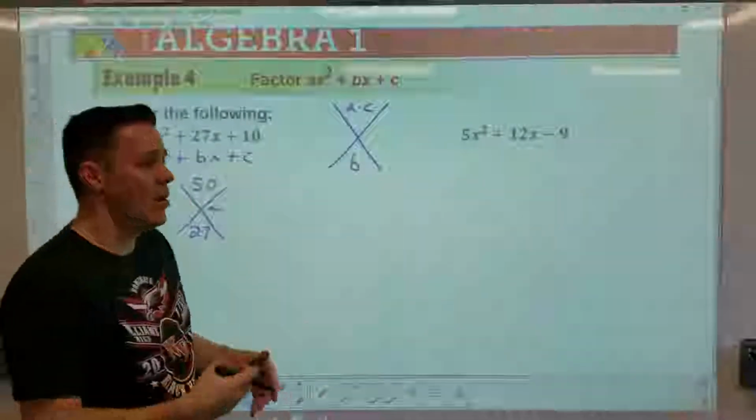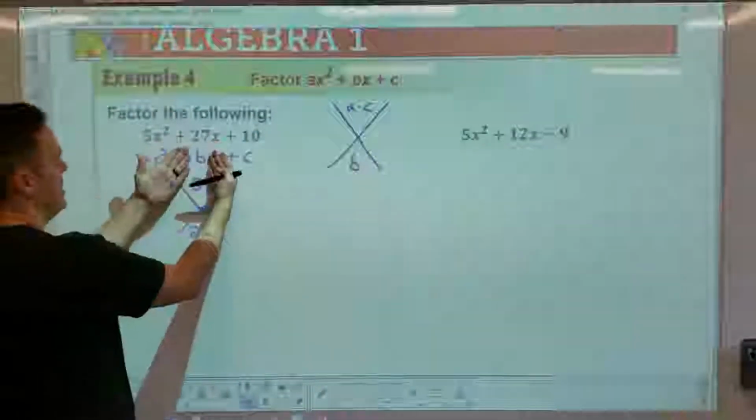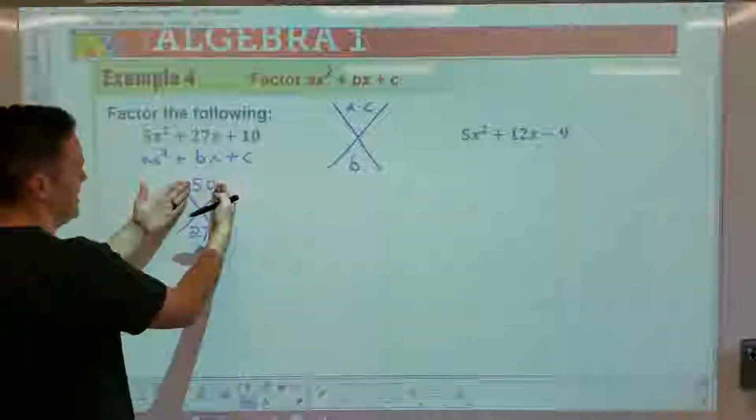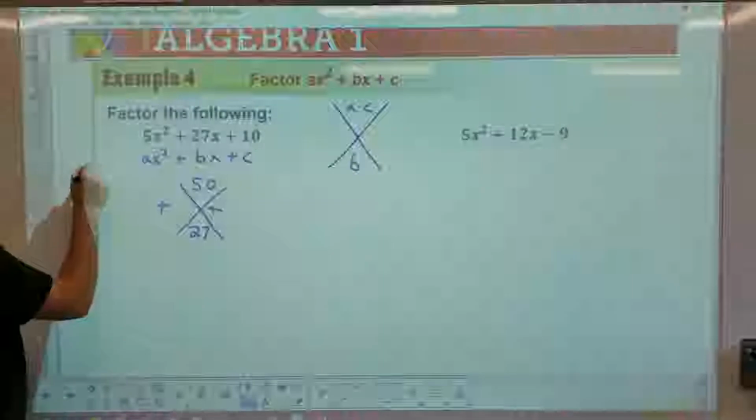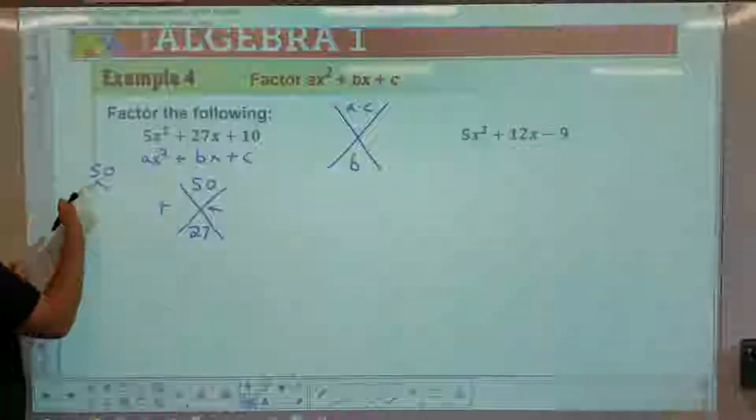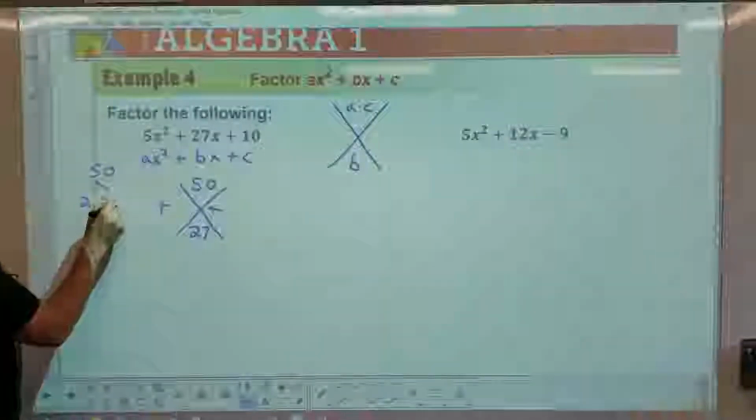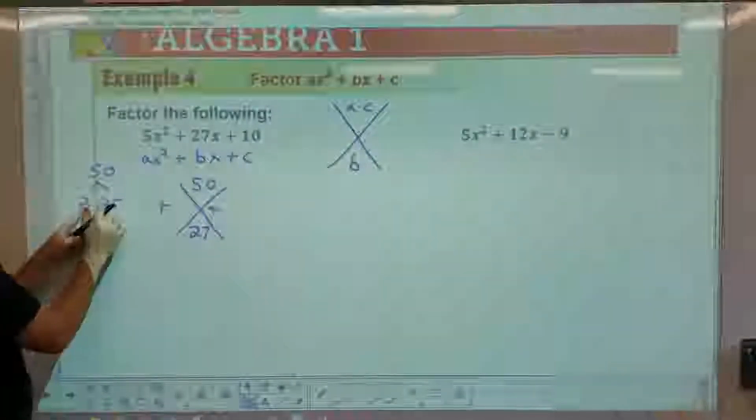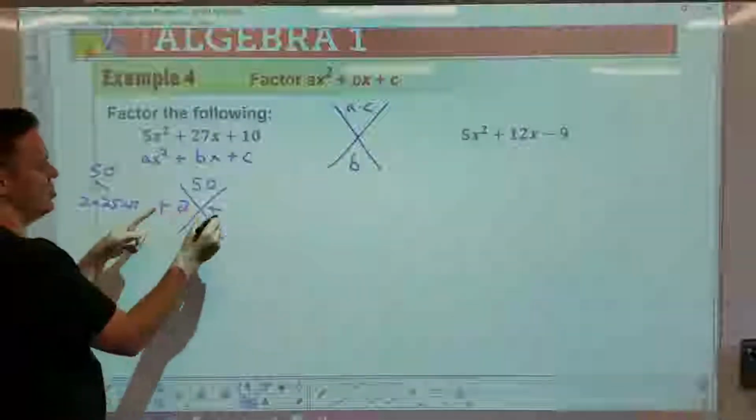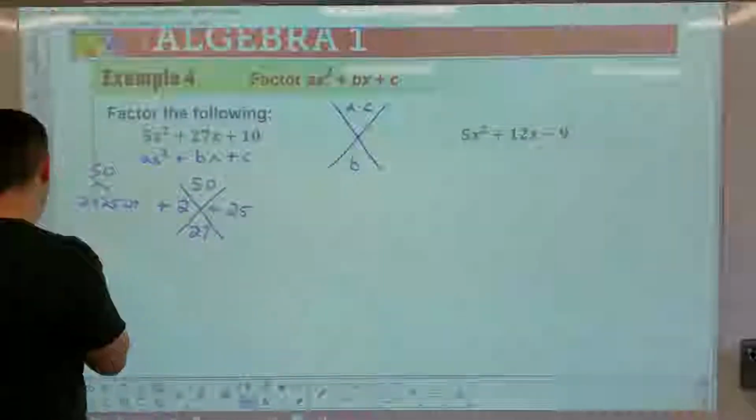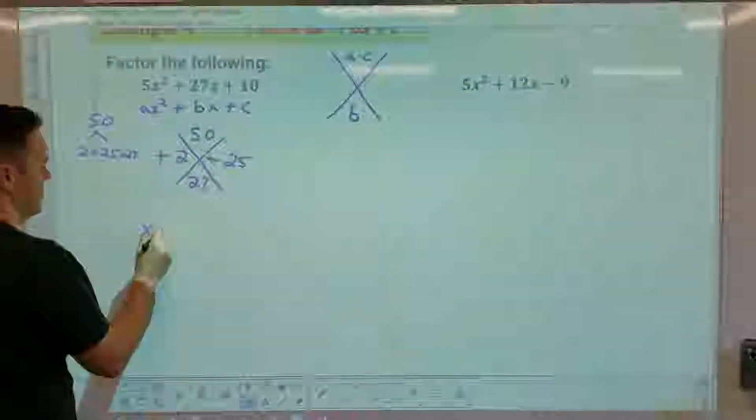Now we're going to find what 2 numbers multiply together to make 50, and when you add them, they make 27. Those rules are still the same. If I split 50, 1 and 50 is not going to be even close, but 2 and 25. If you add these 2 together, 2 plus 25 equals 27. So I got 2 and I got 25. This is an x value, so let's bring it down.